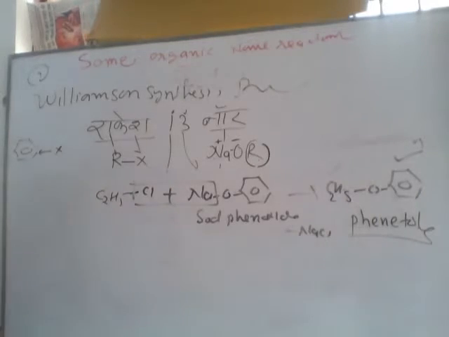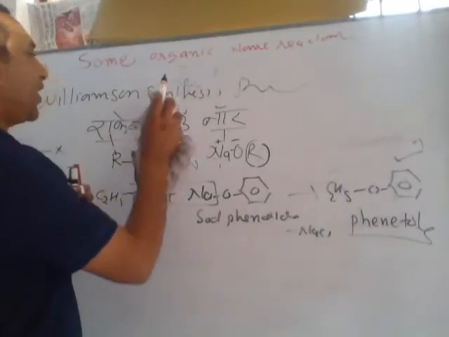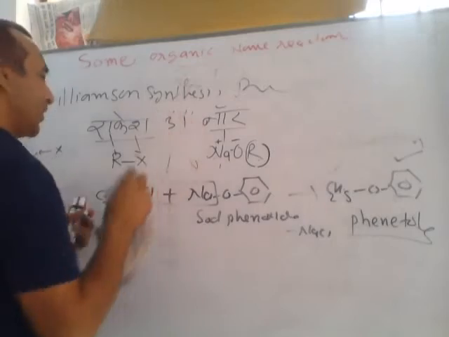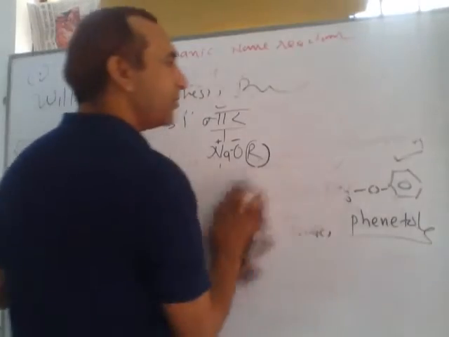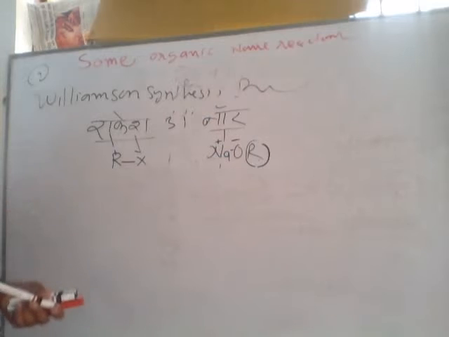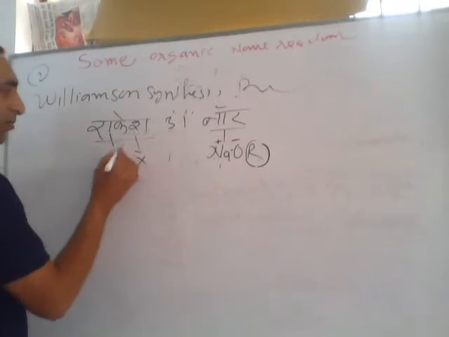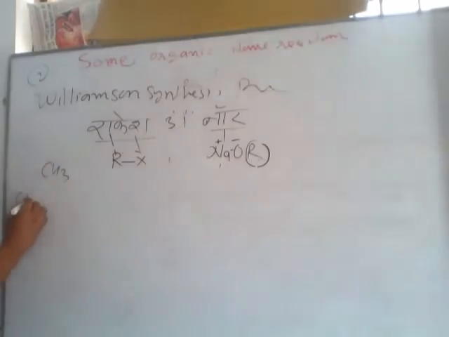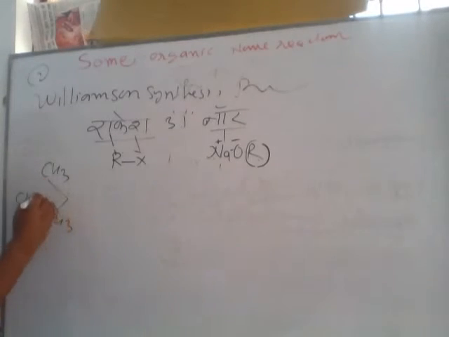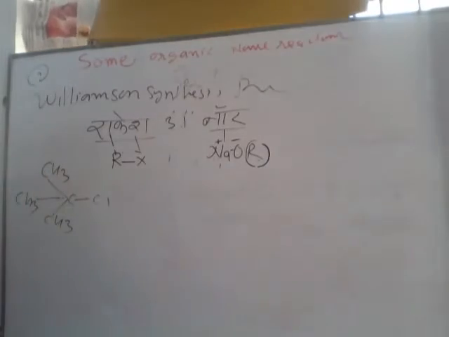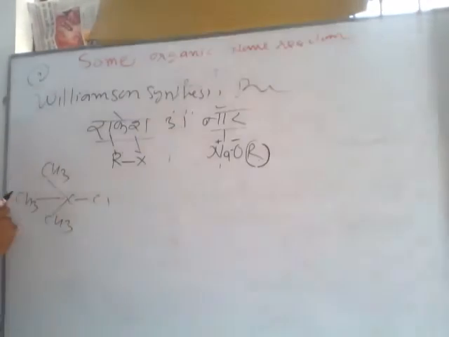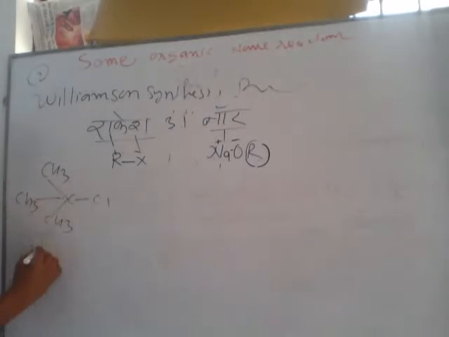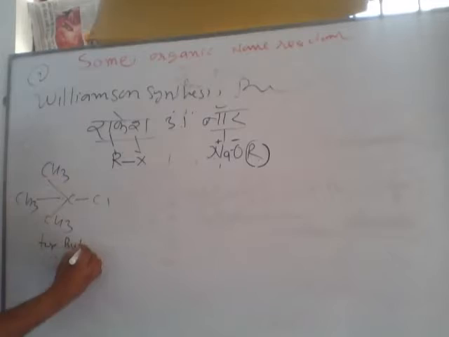And one more thing I want to add. What if, instead of primary halide with secondary alkoxide, I write the reverse? If by mistake we take this compound tertiary and this compound primary, then what will happen? Listen: CH3 groups are connected with carbon, and the carbon is connected with chlorine. This is tertiary RX. How can we write its name? It is tertiary butyl; butyl means 4 carbons. It is tertiary butyl chloride.